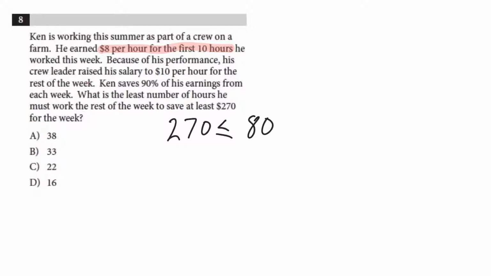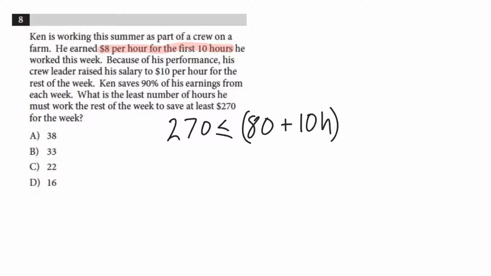And he's going to earn $10 an hour for the rest of the week. And we want to know how many hours he has to work. So we know that he's going to work a certain number of hours, and for each of those hours he's going to get paid $10. So 10 times H. So he's going to earn that much more. This is going to be the expression that tells us how much money he earns total.